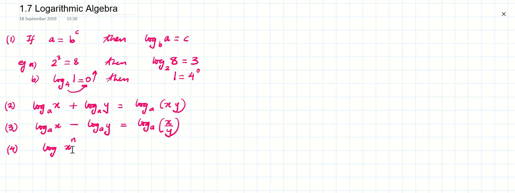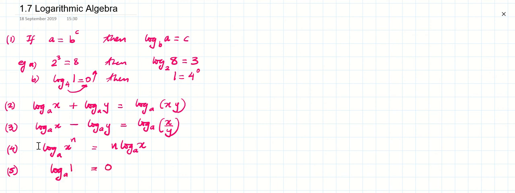Log of x raised to n, the power law. So the product law, this is the quotient law, this is the power law. The power comes in front. So same base, some base a, that's your n log x to the base a. So the power which is there, it comes in front. That's how you can remember.